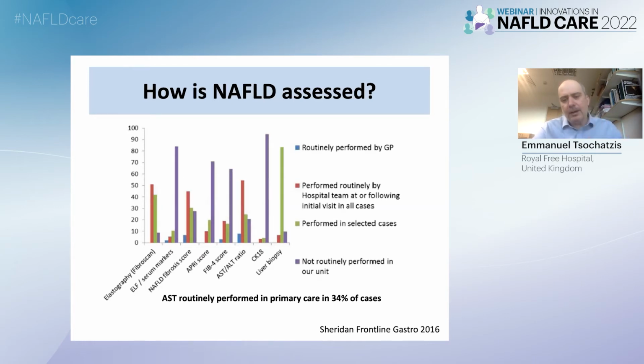This is from UK data, but they still apply today. And you can see, for instance, that in primary care, only a small minority performs the FIB-4 score. No one does fibroscans, and you can see that AST is routinely performed in just a third of the cases.